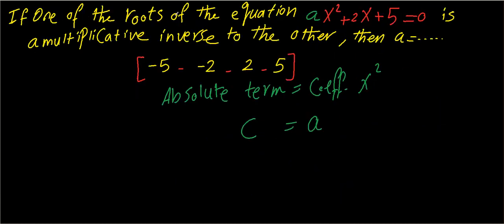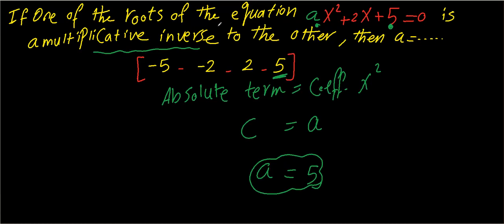If one of the roots of the equation ax power 2 plus 2x plus 5 equals 0 is a multiplicative inverse of the other, then find a. We know that if one of the two roots is the multiplicative inverse of the other, the absolute term equals the coefficient of x power 2. Here c is the absolute term, and the coefficient of x power 2 is a, so a equals 5.